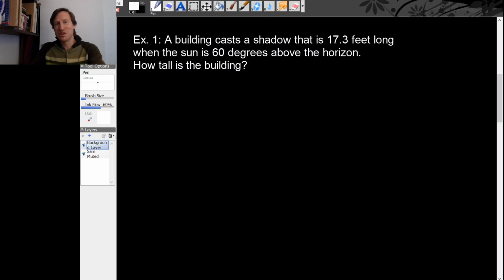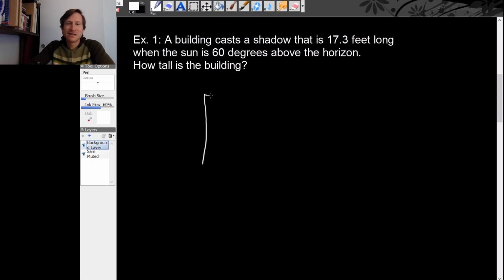Let's look at an example that sort of typifies how the trigonometric functions get used in applications. So let's say we have a building that casts a shadow that's 17.3 feet long when the sun is 60 degrees above the horizon. How tall is the building? Well, I don't know about you, but this description of the situation is a little bit hard to understand, so let's start by drawing a picture of this situation.